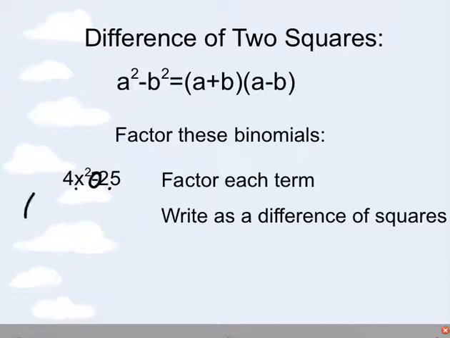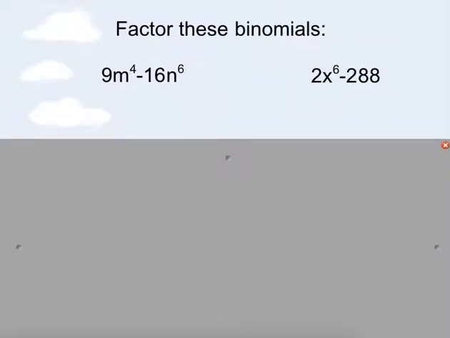So that I can factor it as the square root of 4x squared, which is 2x. That's going to begin each of my terms. And the square root of 25, which is 5, that ends each of my terms. And I put a plus and a minus. Okay? So let's try it on a couple more.